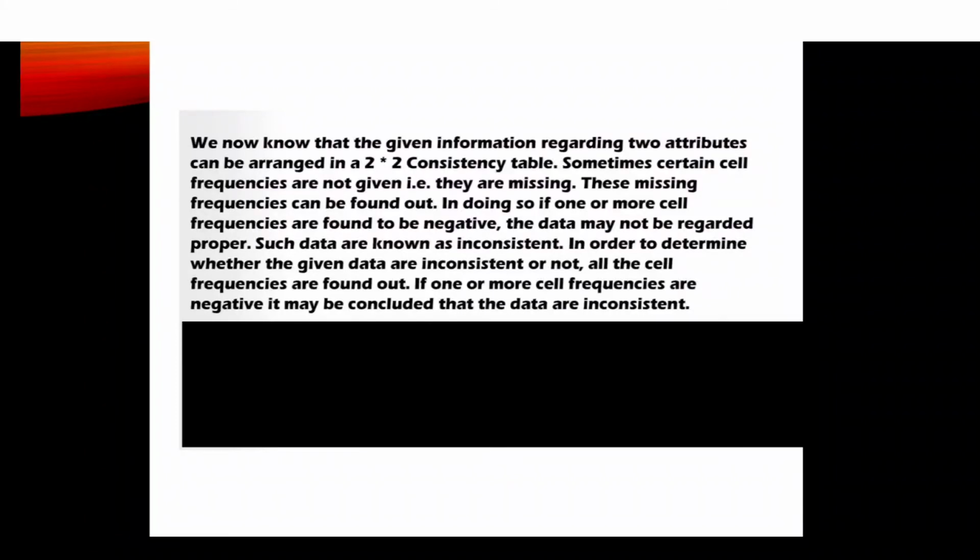We now know that the given information regarding two attributes can be arranged in a 2 by 2 contingency table. Sometimes certain cell frequencies are not given, that is, they are missing. These missing frequencies can be found out. In doing so, if one or more cell frequencies are found out to be negative, the data may not be regarded as proper. Such data are known as inconsistent. In order to determine whether the given data are inconsistent or not, all the cell frequencies are found out. If one or more cell frequencies are negative, it may be concluded that the data are inconsistent.